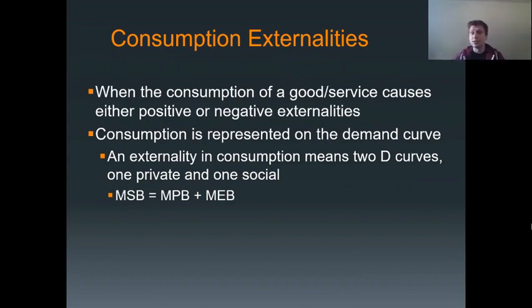This is when you are consuming something and it causes either positive or negative externalities on other people. So either it benefits people more from you consuming it, or it causes their benefit to decrease. So an externality means two demand curves. If it's an externality in consumption, two demand curves, one private and one social. And the thing to remember is your social benefit, which is going to be your social demand curve, if you will, equals your private benefit, which is your demand curve normally, plus your external benefit, which is the third party benefit.